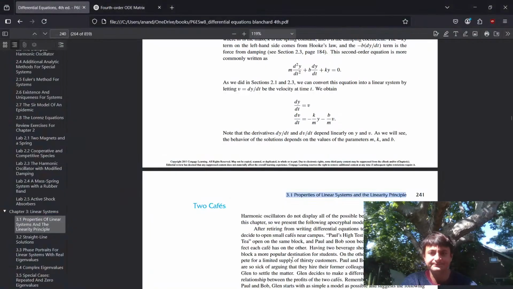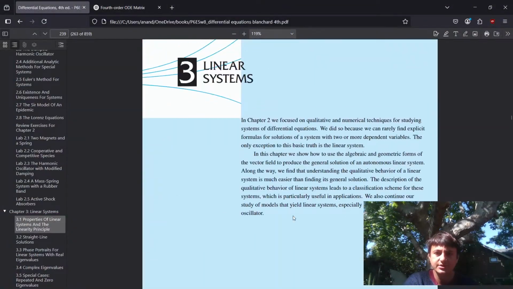Okay. All right. So the intro to chapter 3 is just that: many systems you can't find the solution to, but linear systems you can.